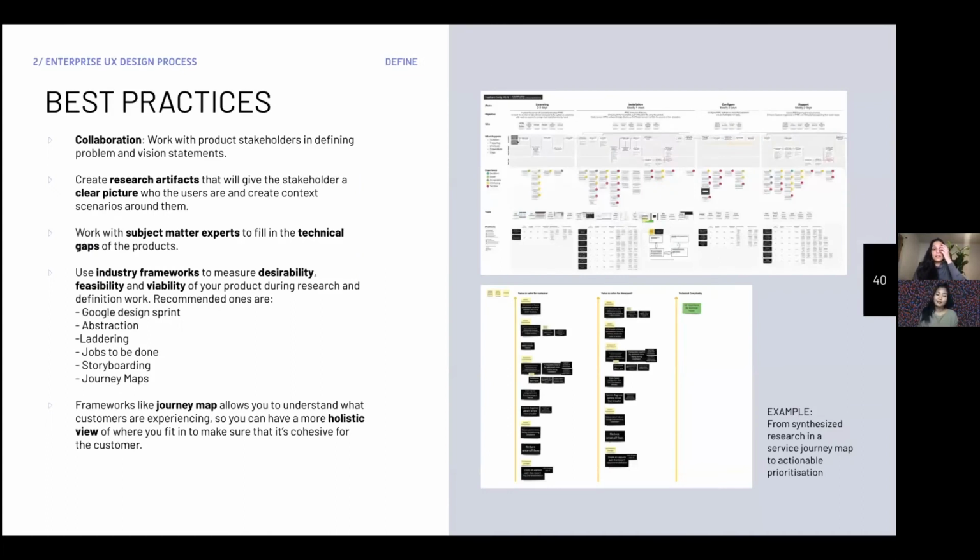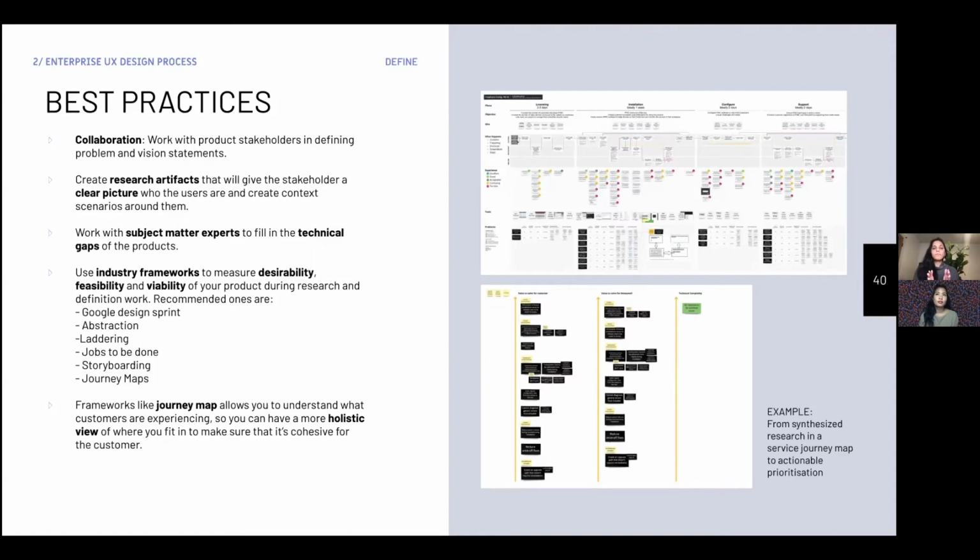Some of the best practices that we have learned over here is, again, collaborating with people and making sure that people are onboarded with you. Creating these rich research artifacts that can help us identify that, oh, this is what a user goes through, but we see the problem over here. What can we do right now to make this thing simpler? So identifying some of those things by creating these artifacts.